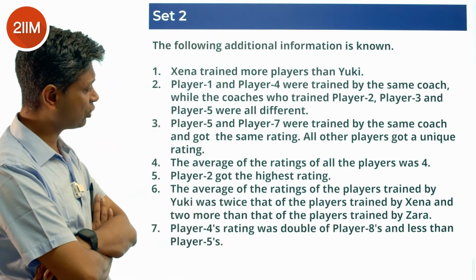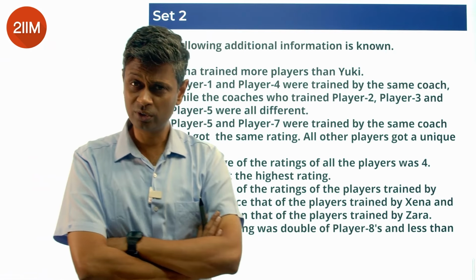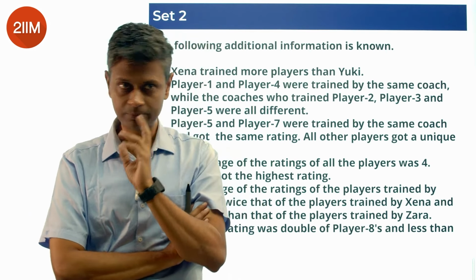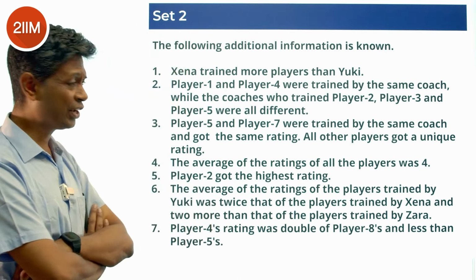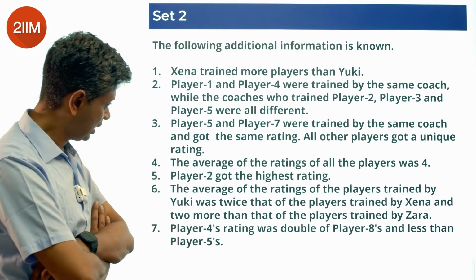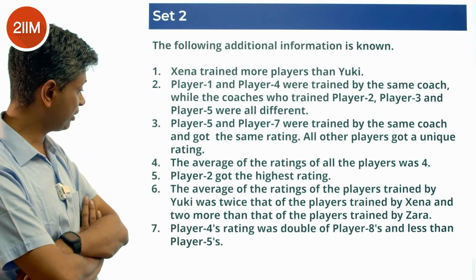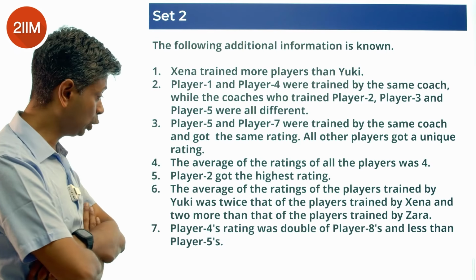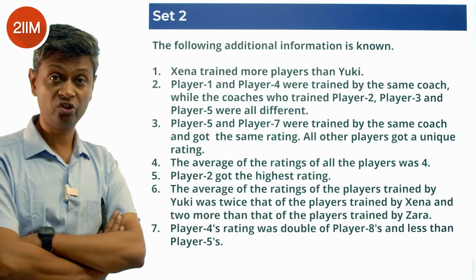The average of ratings of all the players was 4. This is super useful. Sum of all the ratings is 32. We can find the repeating number straight away. Player 2 got the highest rating. Player 2 gets 7. 7 is definitely got by somebody. The average ratings of the players trained by Yuki was twice that of the players trained by Xena, and 2 more than that of the players trained by Zara.